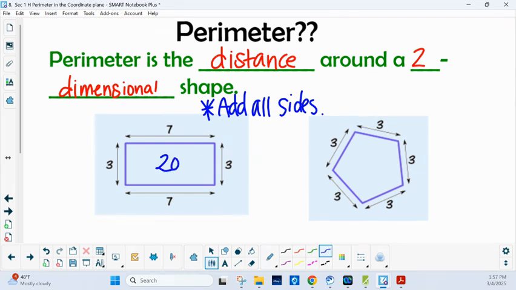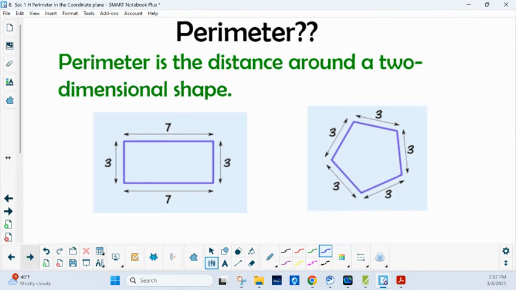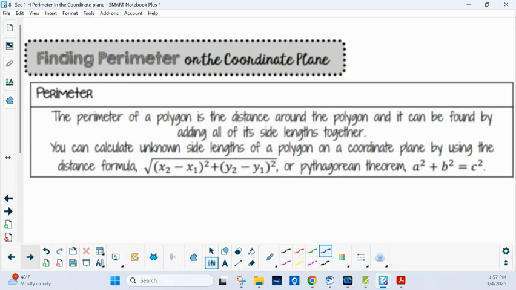20, yep. 7 and 3 is 10, 7 and 3 is 10. How about if all these sides are 3 and there's 5 of them, what's its perimeter? Yeah, 15. So you can add all the sides. Once you know the length of each side, you just add them all together and that gives you the perimeter. So that's going to be our job today, is to find the length of each side.